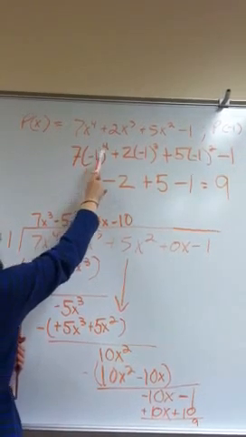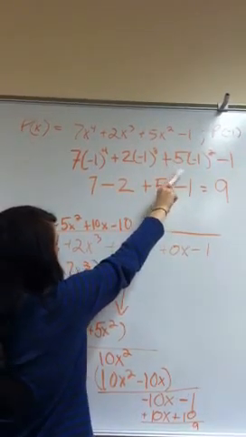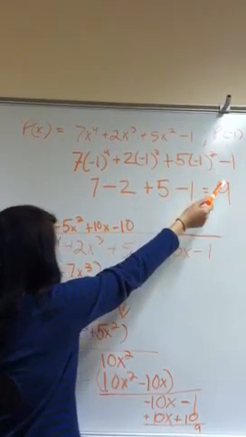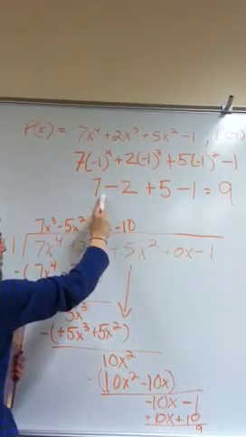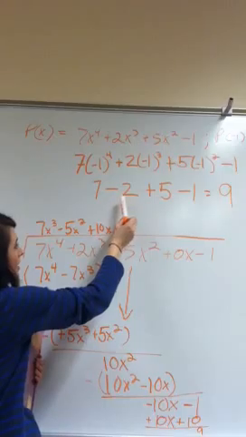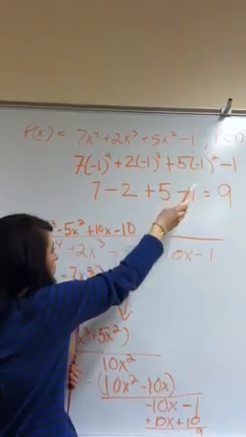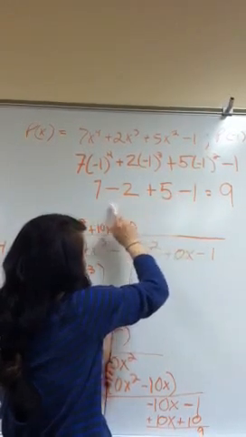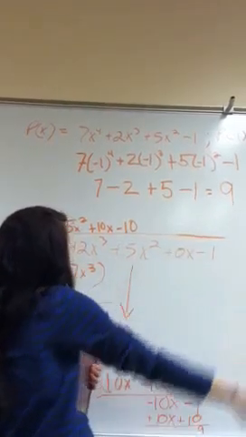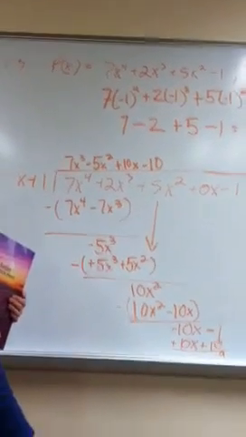7 times -1 to the 4th, plus 2 times -1 to the 3rd, plus 5 times -1 to the 2nd, minus 1. So 7 times -1 to the 4th is 7. 2 times -1 to the 3rd is -2. 5 times -1 to the 2nd is plus 5, and then the -1. So then I just put those all together and I got 9 for the remainder. Then I did that same thing, but I did it in long division.